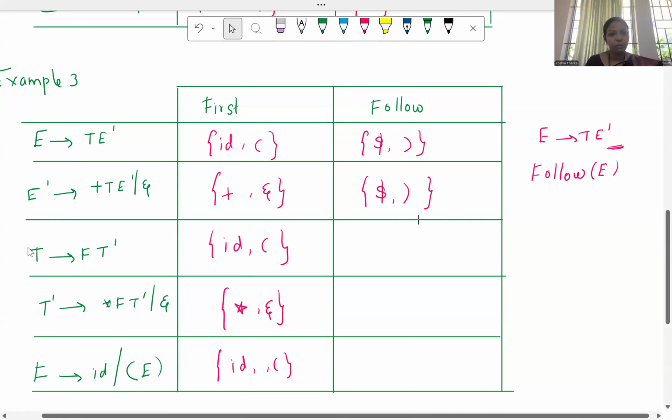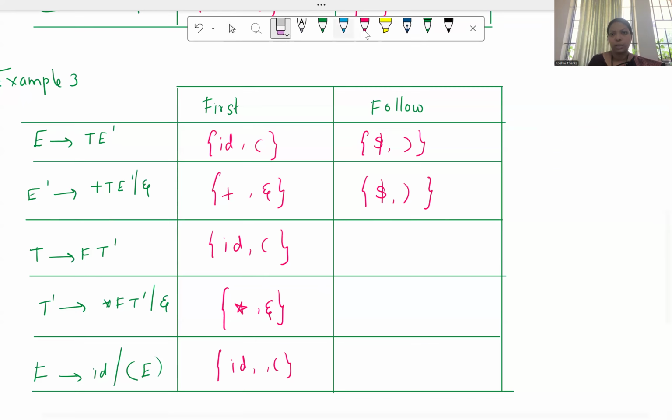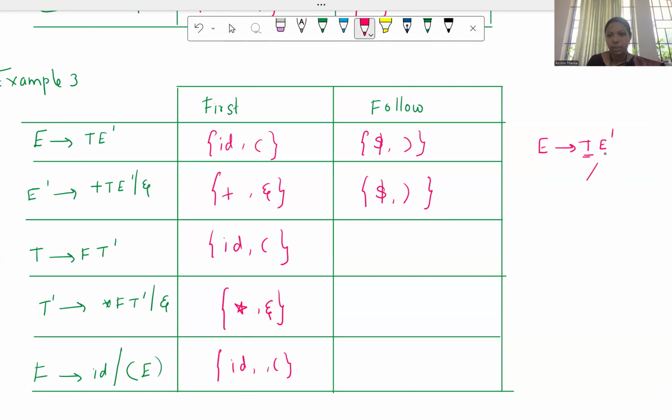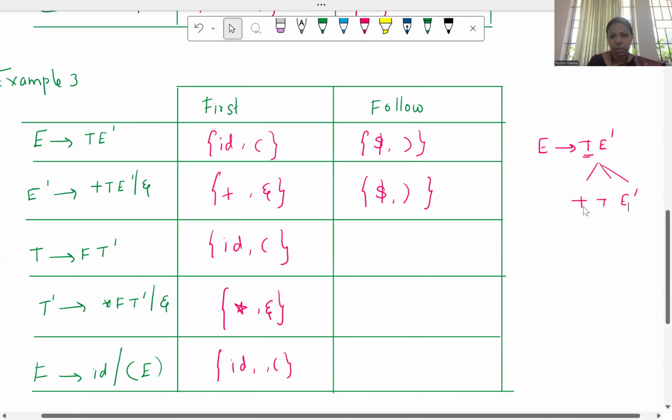And now we have to find the follow of T. We have T in two places, here as well as here. For you to understand, let me write it. Like the productions which have T on the right side. The first one is this production, E derives T E dash. So here we have T. Who is following this T? E dash is following. E dash is a non-terminal, so I have to derive it. What are the derivations of E dash? One is plus T E dash. What is the first of this one? Plus. It is a terminal, so write plus.